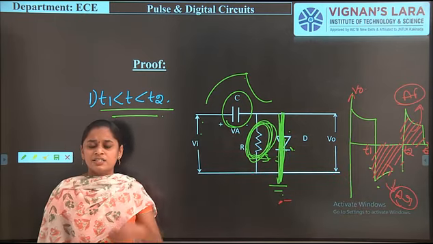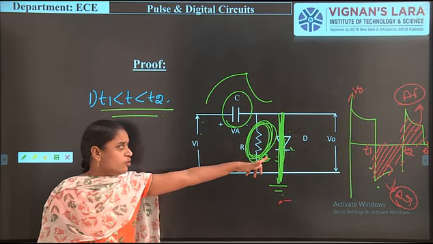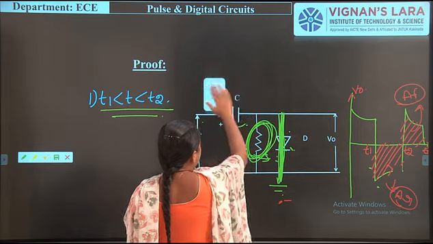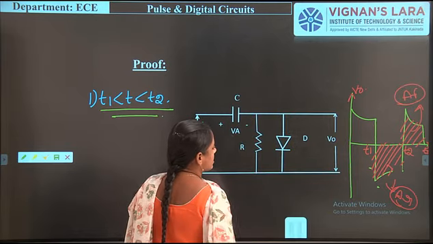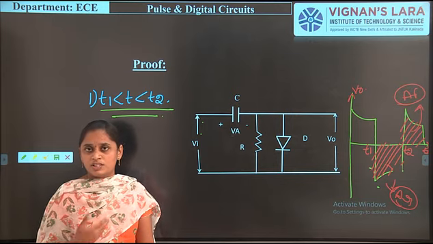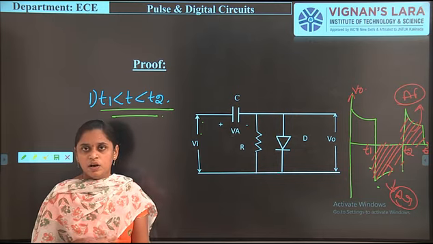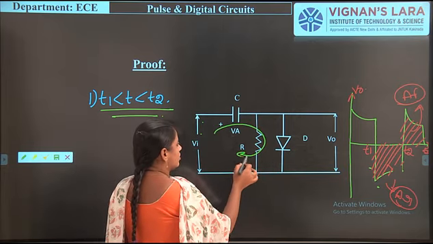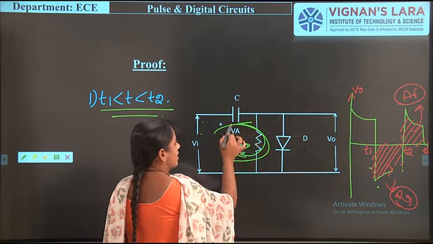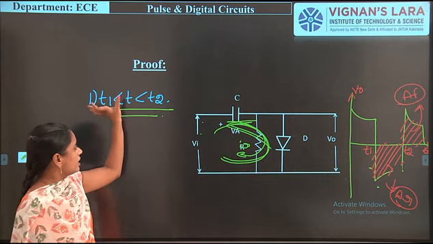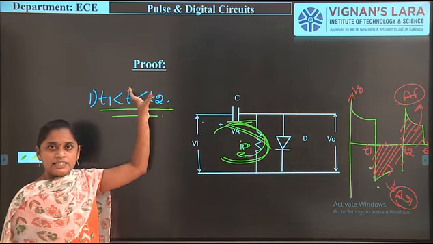Obviously the capacitor starts discharging, and at the same time the diode is in reverse bias. Why? Because we apply a negative signal, that's why the diode is in reverse bias condition. When the diode becomes reverse biased, the current passing through it is known as reverse current. The reverse current is indicated as IR, in the reverse direction. So that is IR, when T1 is less than T less than T2.